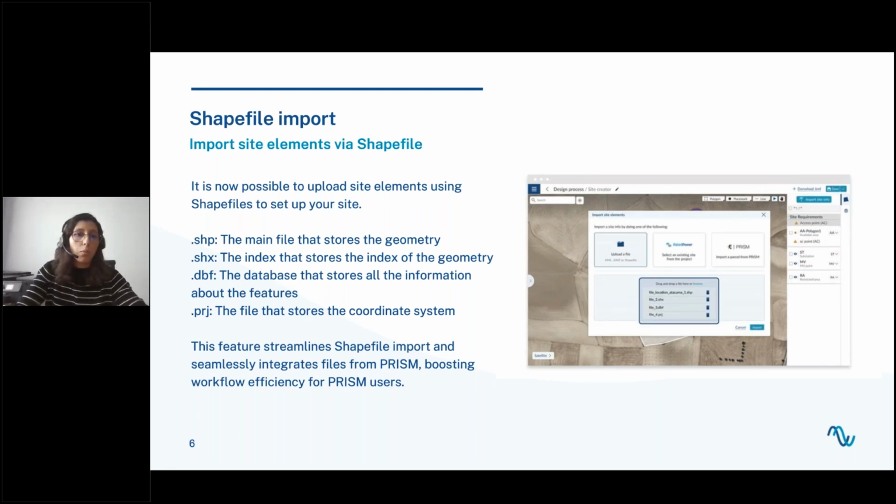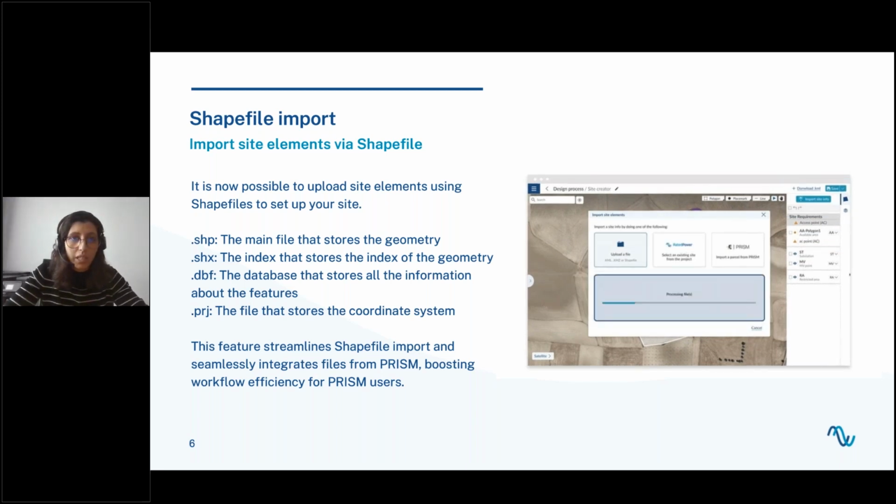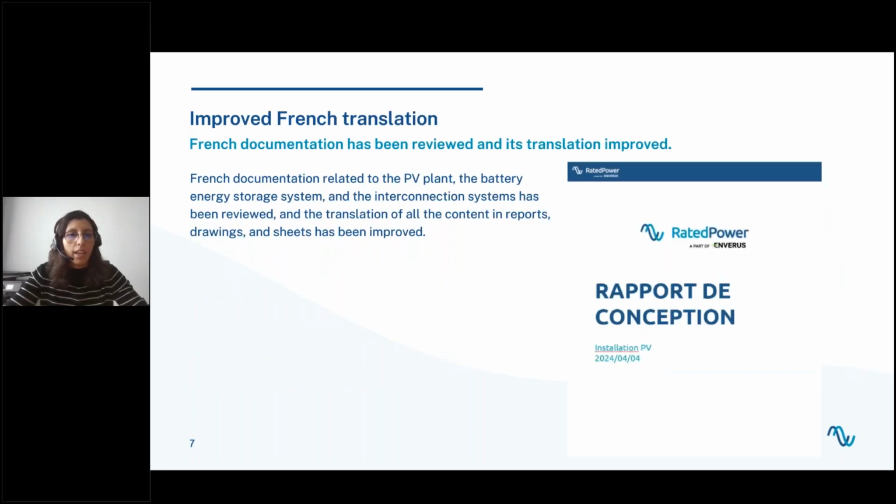After that, we also improved the French translation documentation. This is something that we try to do periodically for the documents in the different languages that we have. Last quarter, we worked on the French translation. We reviewed the PV plant, the battery, the substation, and the overhead line documentation in French, and we improved all the reports, the drawings, and also the Excel sheets in the language, especially for our French users.